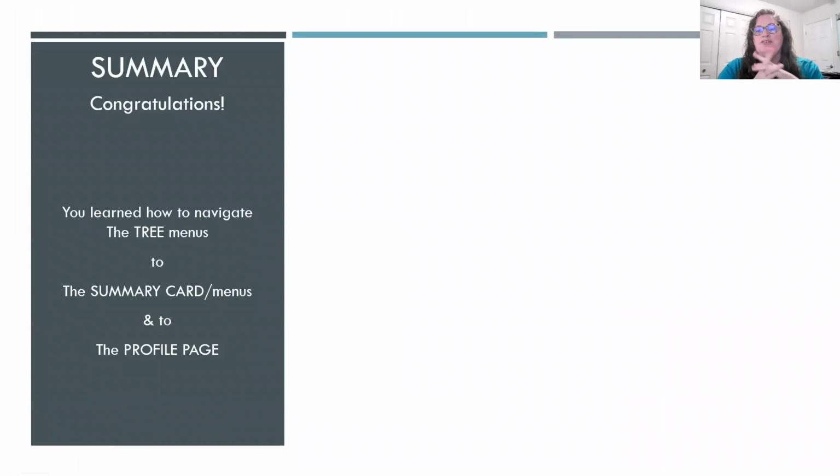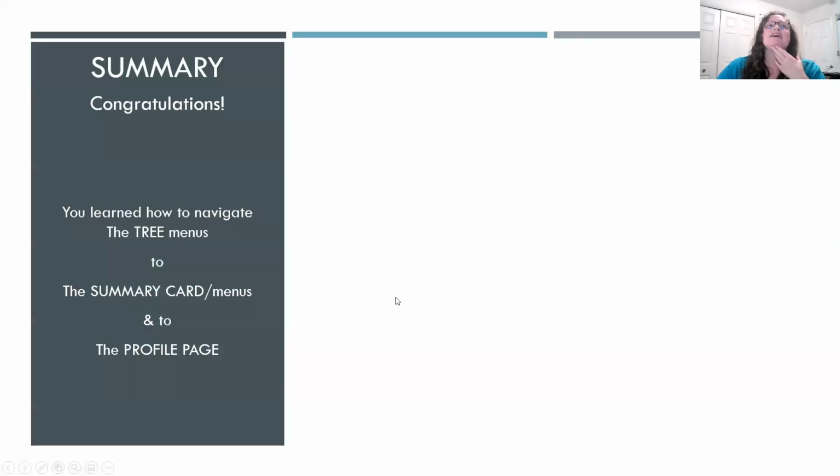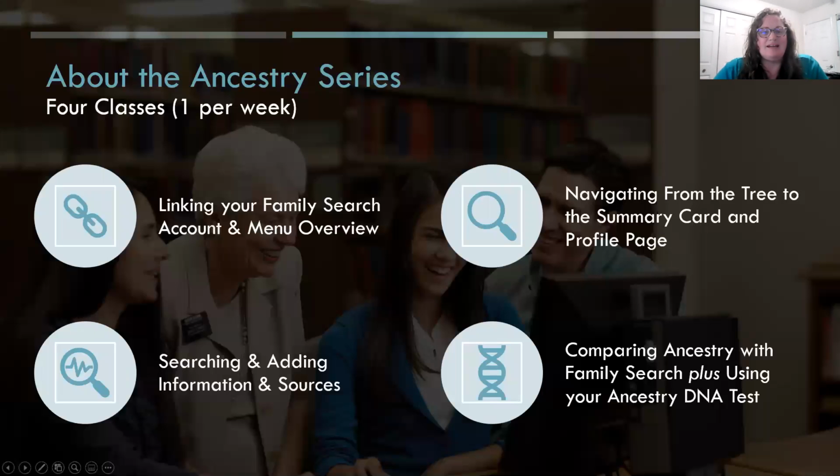Okay, come to the end of this presentation right now. And so you have learned to navigate the tree menus and the summary card and their menus, and also to get to the profile page. And we'll be doing a deeper dive on the profile page as we talk next time about searching and adding information and sources to a person. And that will be the next class that comes up.